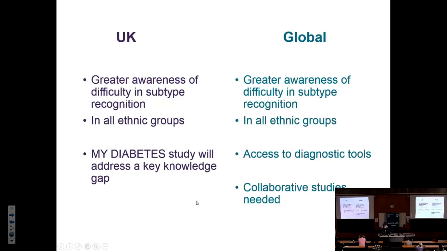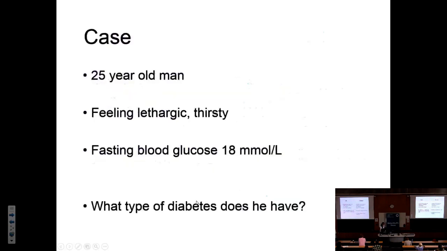Globally, we need the same thing, but we also need to think about access to the diagnostic tools I mentioned. How are people going to do this in developing countries? So going back to my man at the beginning, what kind of diabetes does he have? I have no idea at all. And we wouldn't know until we followed him up and did the relevant tests.